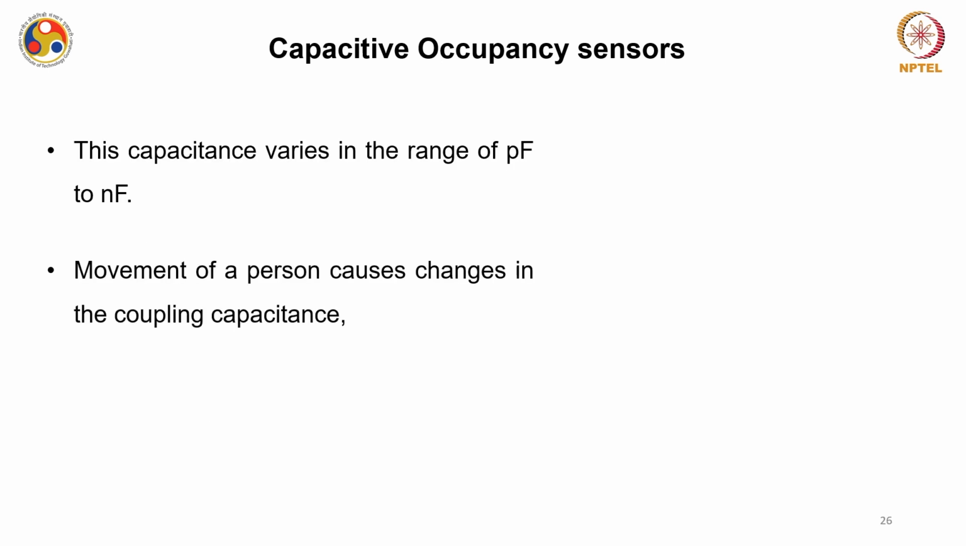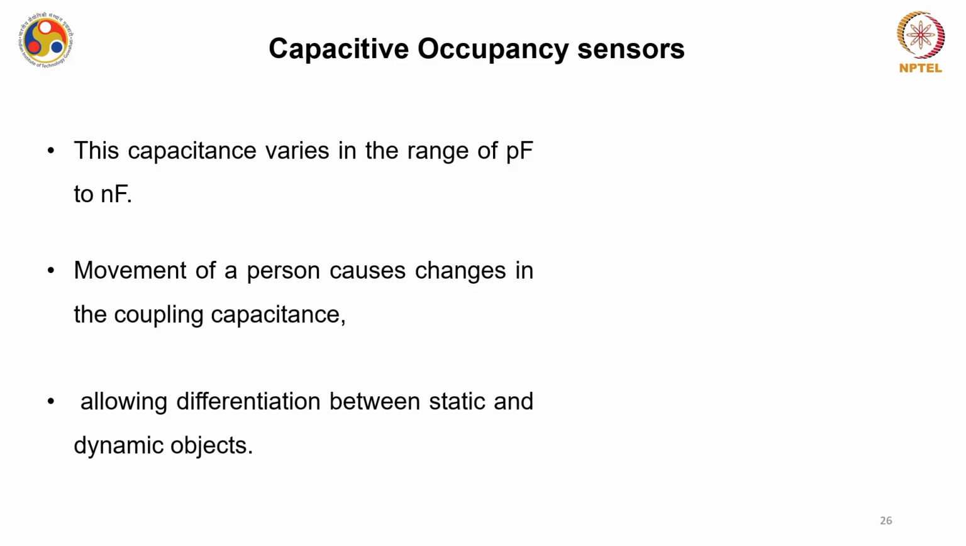This capacitance from the body, as I have mentioned, depends on a number of factors, but usually it varies in the range of certain picofarad to a few nanofarad. The movement of a person causes a change in the coupling capacitance, which allows differentiation between a static object and a moving object. That's why, although we are discussing an occupancy sensor, we can also design a capacitive motion sensor on a very similar principle.